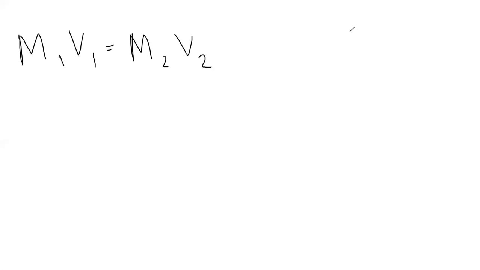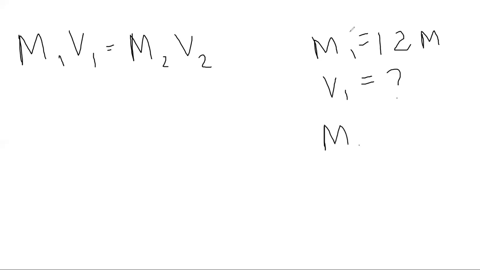So our M1 is 12 molar, so 12M. And we're looking for V1 because that's the volume that we're missing. Our M2 is 0.1 molar. And then our V2 was 1,000 milliliters, which is equal to 1 liter, but we're going to stay in milliliters.